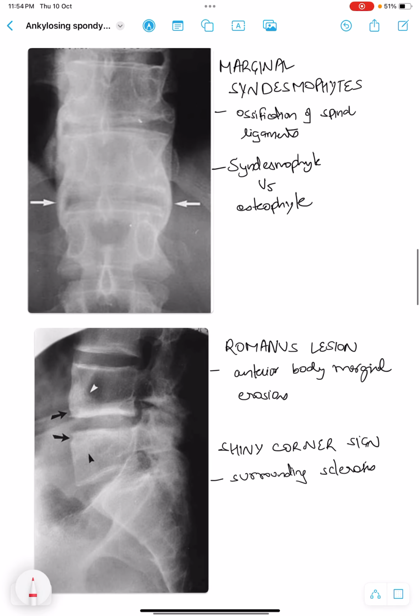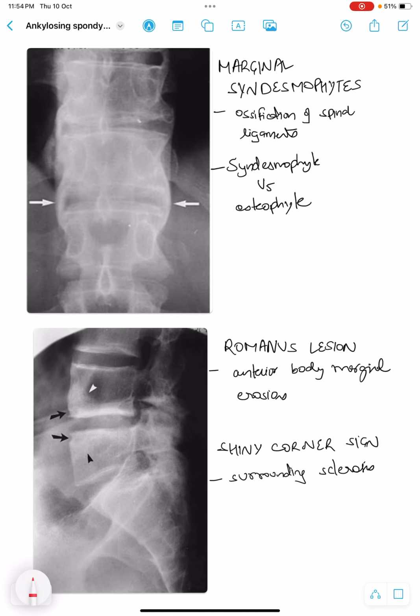Now let us see the other radiological features that we observe in ankylosing spondylitis. So first is the formation of marginal syndesmophytes. What are syndesmophytes? These are ossifications of the spinal ligament. Here we can see the syndesmophyte formation. We will learn about the difference between syndesmophyte and osteophyte in the coming slide.